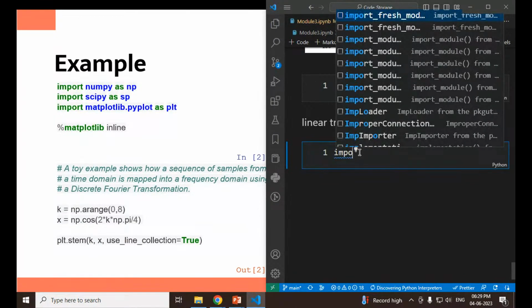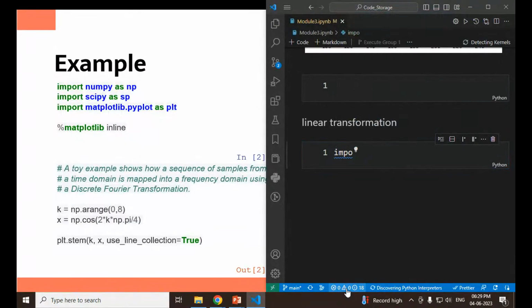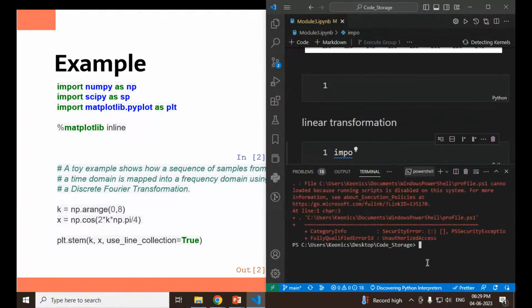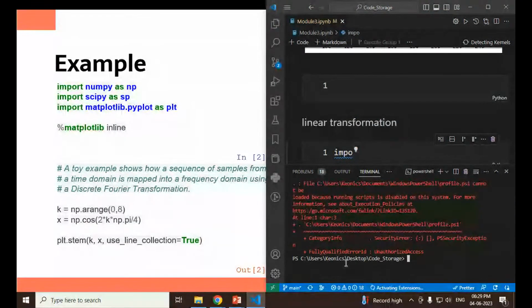Import numpy, scipy, and matplotlib. If they are not installed, install them with the pip command. Okay, so go back to your terminal and you can install, and see in which environment you are presently.